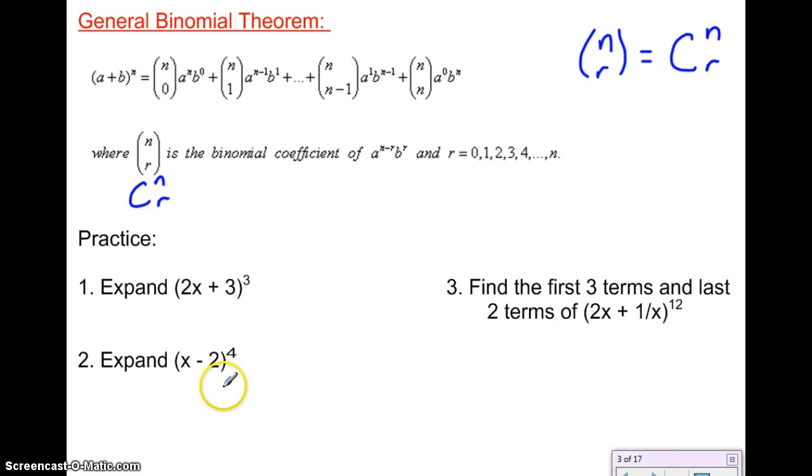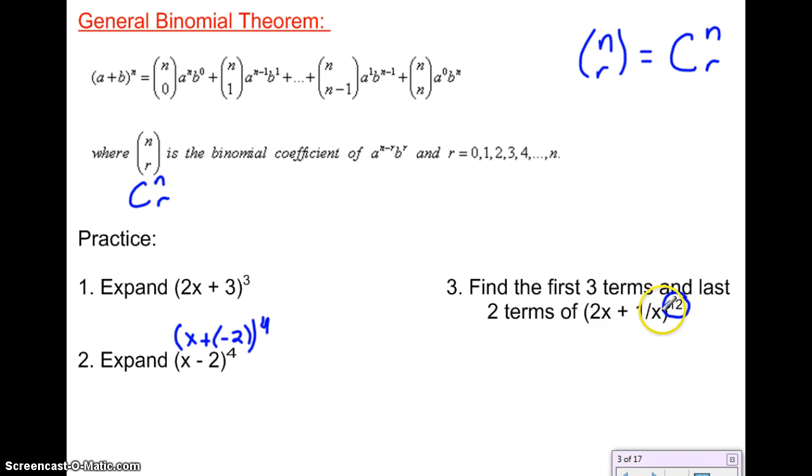What I'm going to ask you guys to do is go ahead and pause here. Try to expand 2x plus 3 cubed, x minus 2 to the fourth. Be careful here. You have to think of this one as x plus, and then think of negative 2 as your b value. All right? Be careful with that one. Anytime there's a minus sign, the minus has to go with the b term. And then also, for this one, it's to the 12th power.